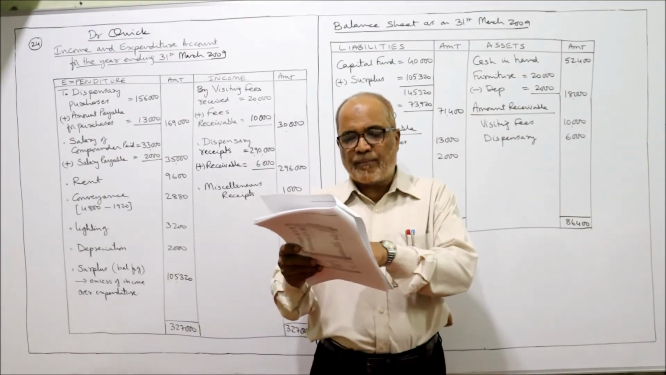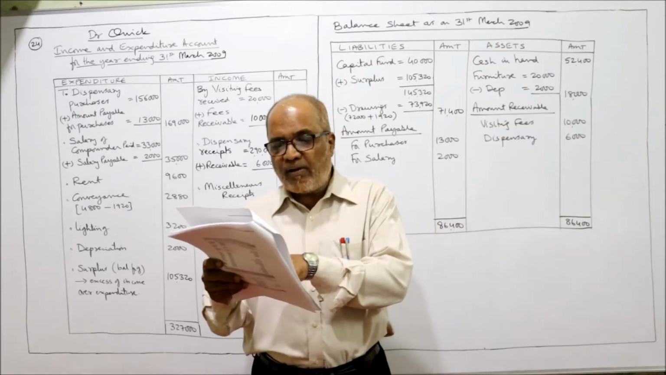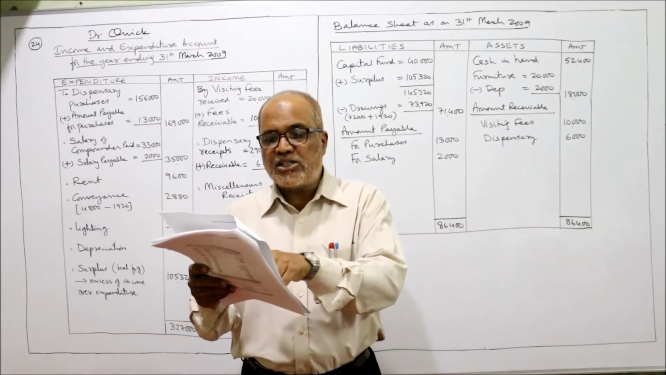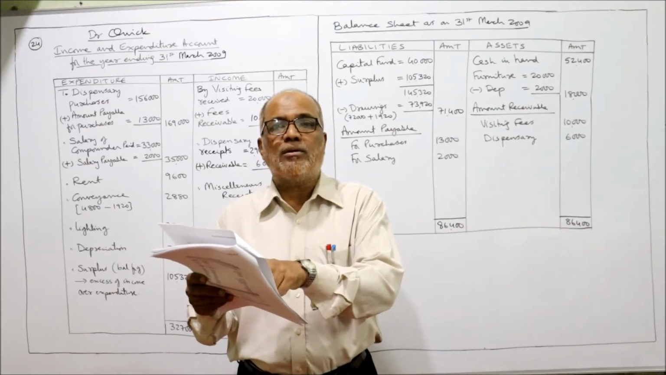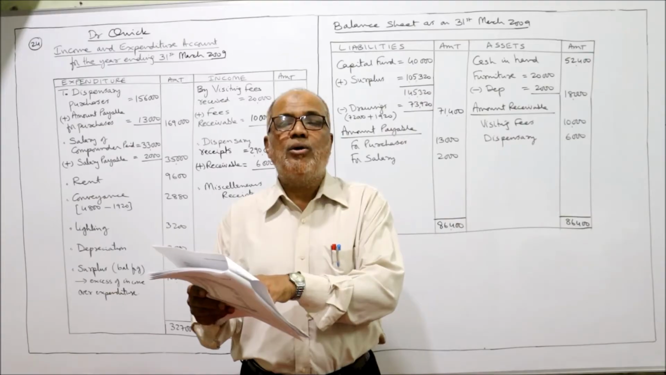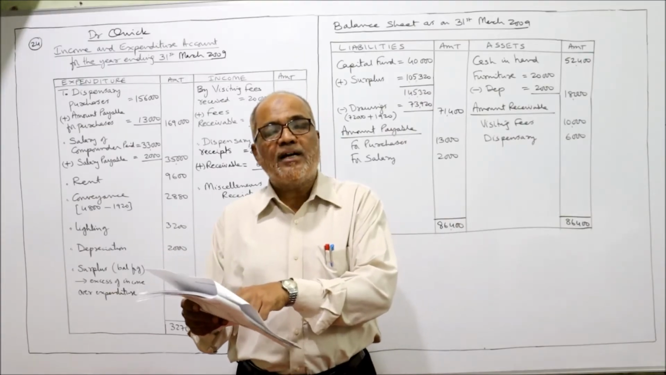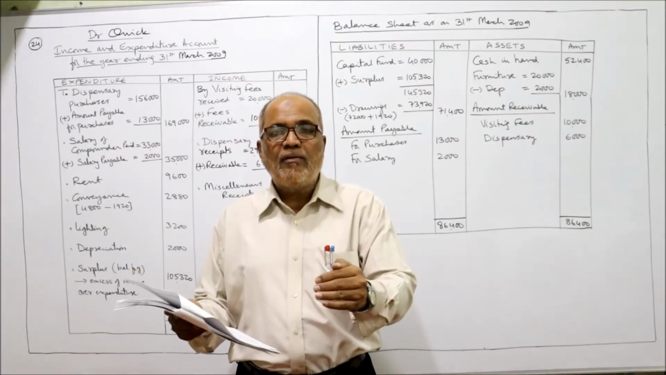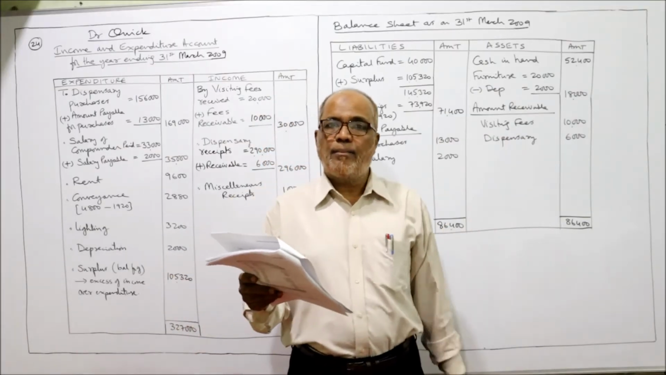Similarly for dispensary, amount still receivable for dispensary. So how much is the dispensary receipt? Dispensary receipt is 2,90,000. To that 2,90,000 we add 6,000, making 2,96,000. That is the dispensary receipt. And the 6,000 which is receivable will be taken on the asset side of the balance sheet.